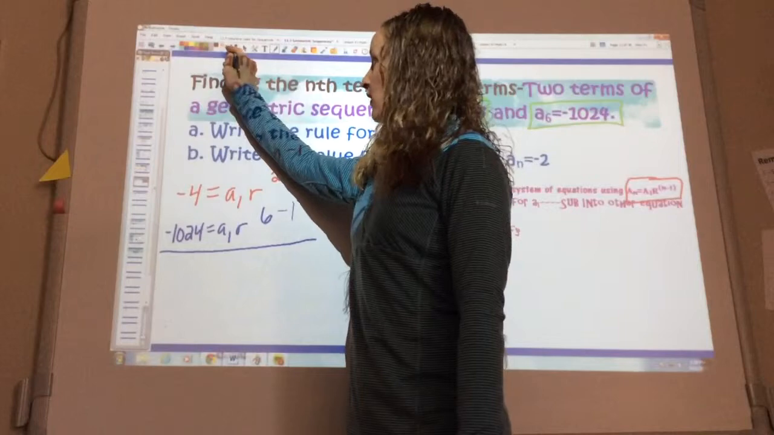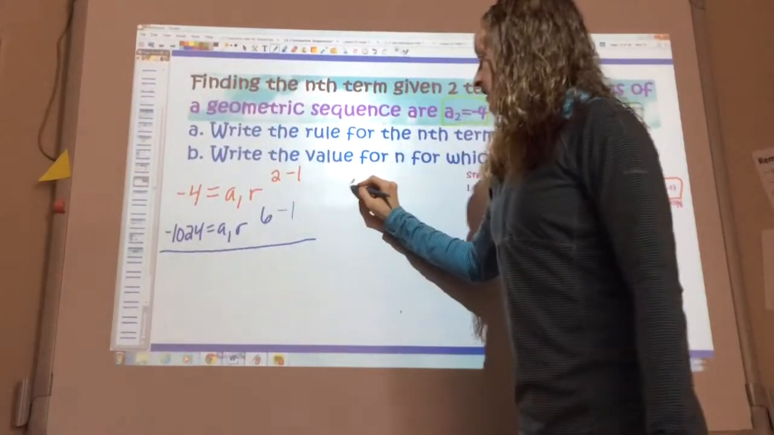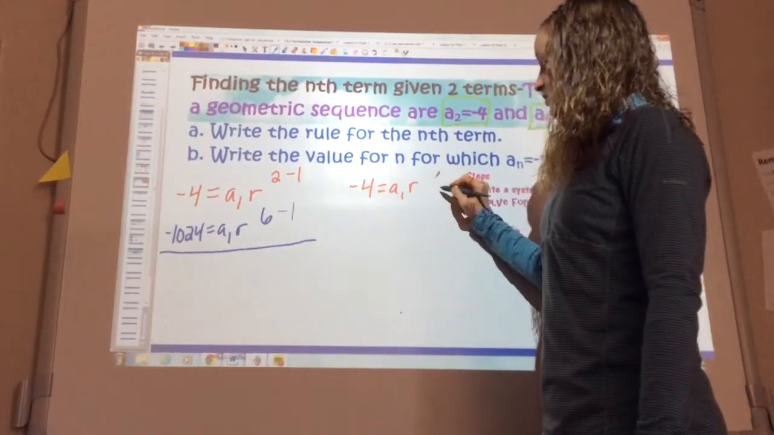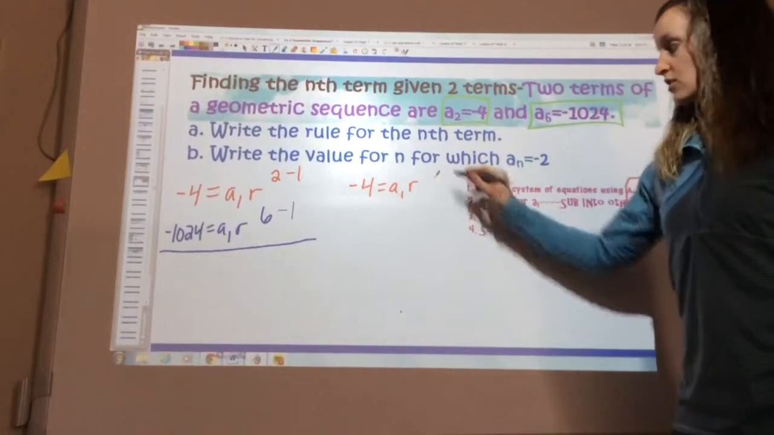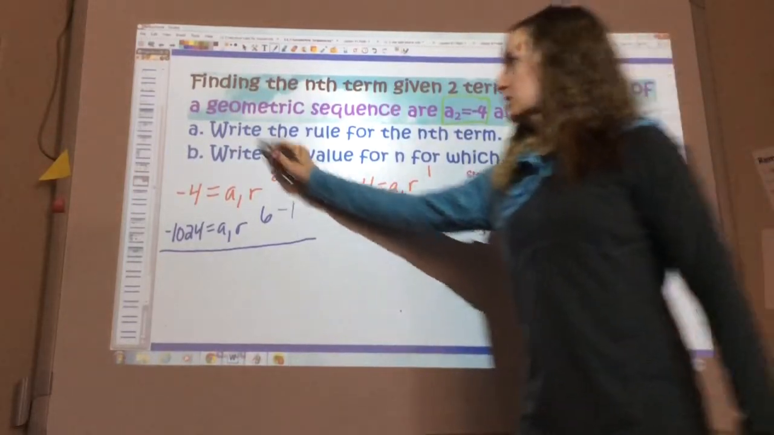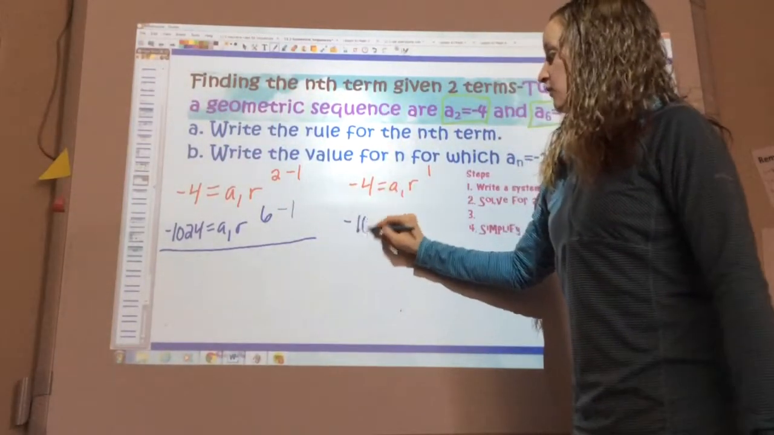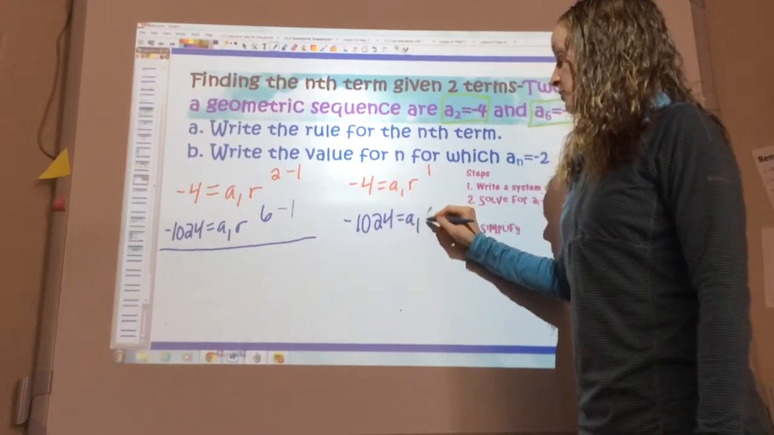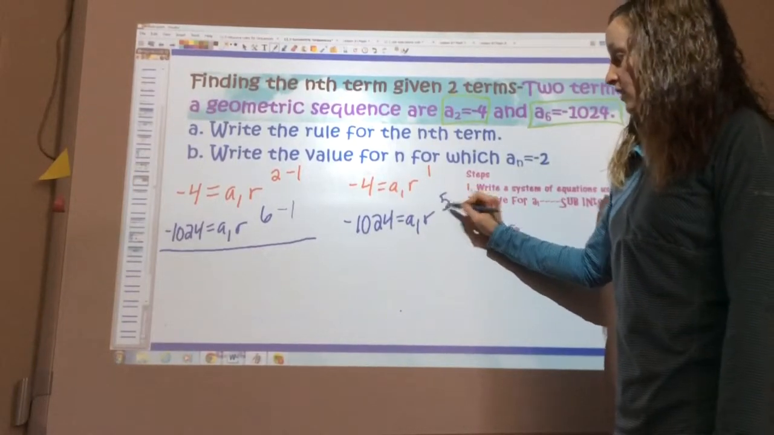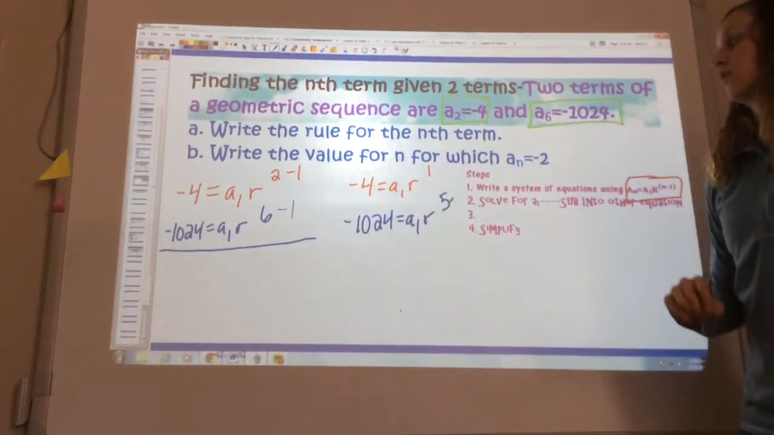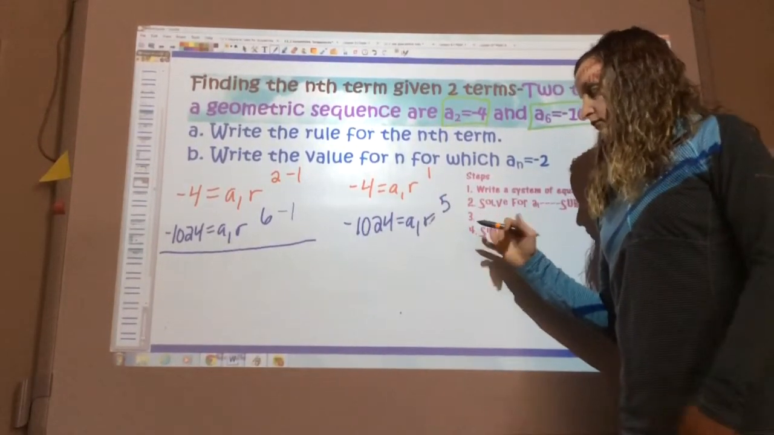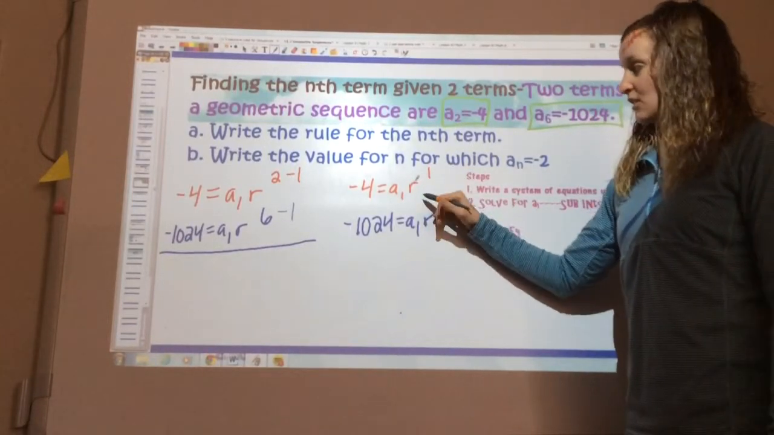Now, if we simplify both of those real quick, we get -4 is equal to a sub 1, because that's our first term, we don't know what it is, times r, which is our constant ratio, to the what power? First power, thank you. And then our second one, if we simplify it, we get -1024 is equal to our first term, which we still don't know, times our constant ratio to the what? Fifth. Now, if we would subtract, essentially it would make both terms cross out, kind of. So this is what we have to do today since we deal with powers.